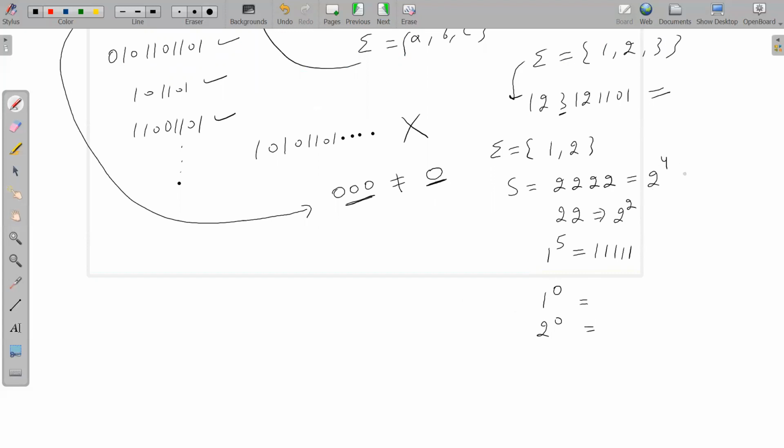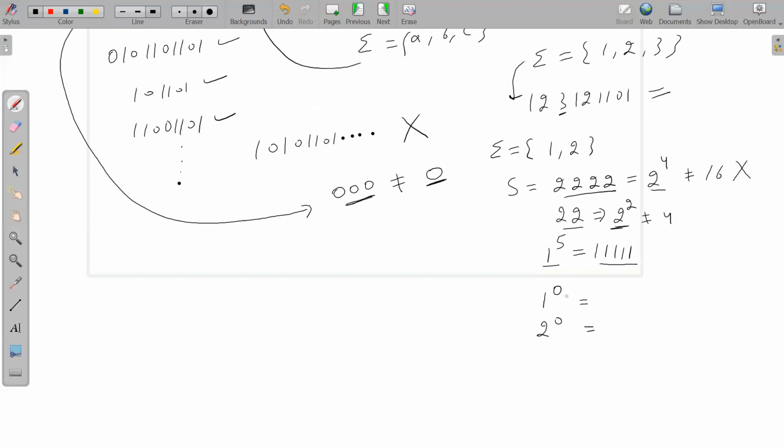And please do not say 2 power 4 is equal to 16. No, this is not mathematics. 2 power 4 means 4 times 2. 2 power 2 is not 4 here. You cannot say it is 4. Okay, we will say 2 power 2 is 2 times 2. 1 power 5 is 1? No, according to mathematics, 1 power 5 is 1. But here we will say 5 times 1.